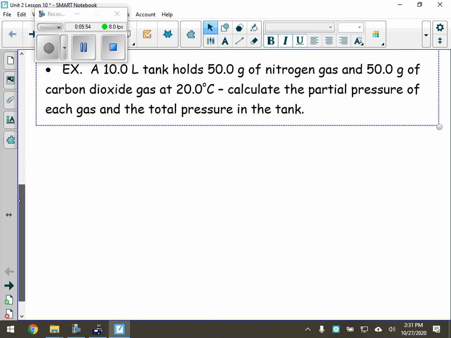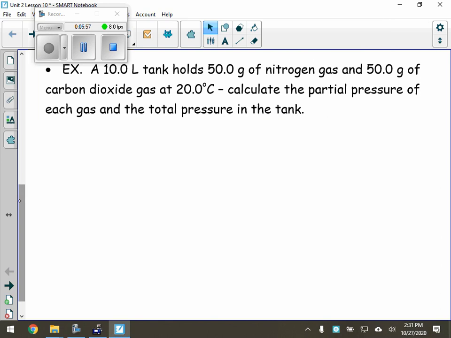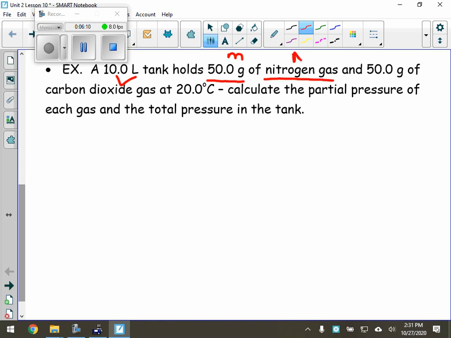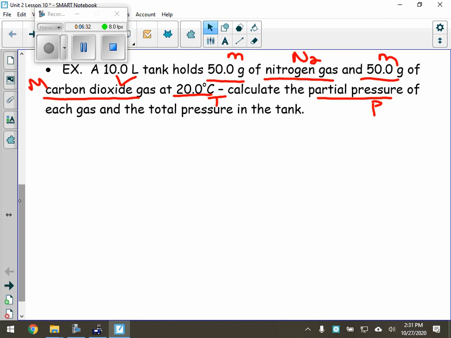So you have this on your sheet here. Listen, it says the following. I'm going to go ahead right now and start labeling some variables. I should probably say volume. That's a mass. This is nitrogen, that's N2. That's a mass. This is a molar mass. That's a temperature. It says calculate the partial pressure, so I guess we're going to have to calculate P, and then it says calculate the total pressure. We'll get to that in a second.